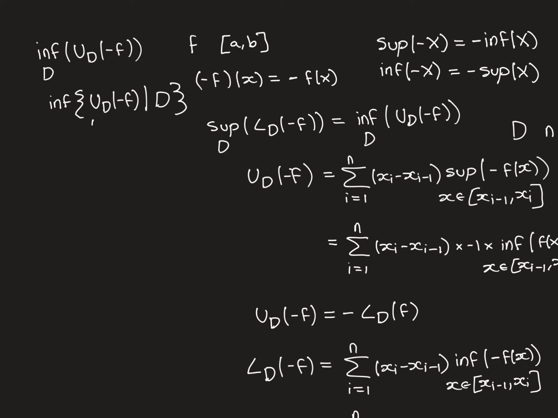Now, for every single one of those upper Riemann sums, we now know that we can replace that with minus the lower Riemann sum over the same dissection of the function f.